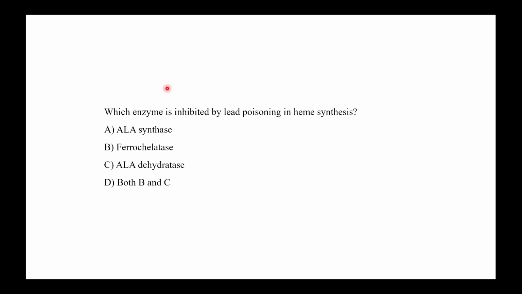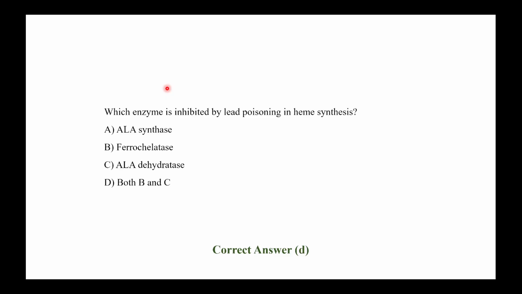Which enzyme is inhibited by lead poisoning in the heme synthesis? ALA synthase, ferrochelatase, ALA dehydratase, and both B and C. What do you think would be the correct answer? The correct answer is option D, both B and C. That is, both ferrochelatase and ALA dehydratase are inhibited by lead poisoning during heme synthesis.